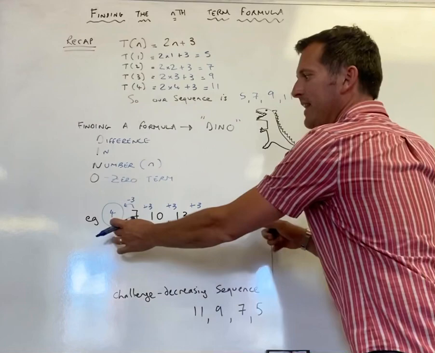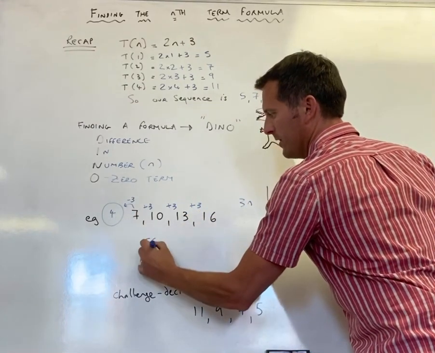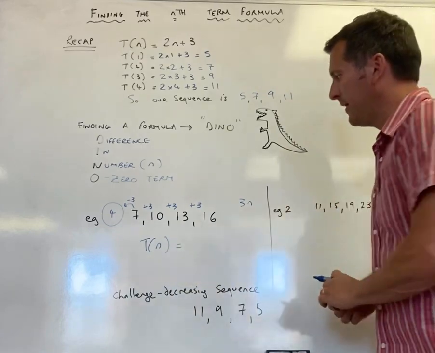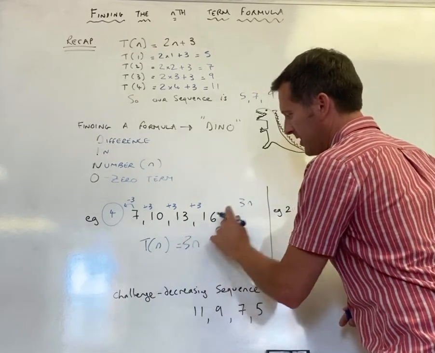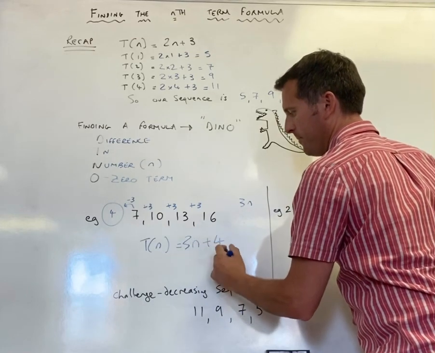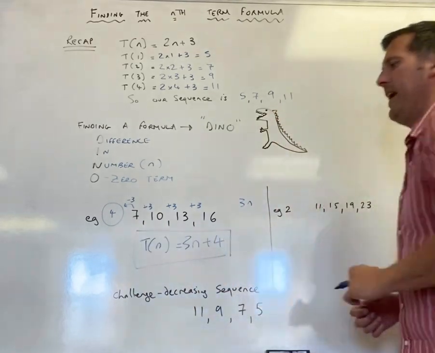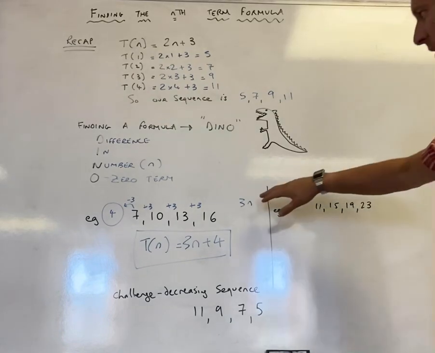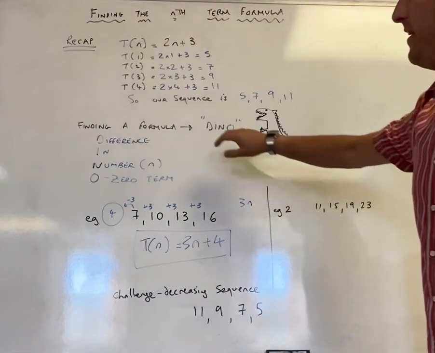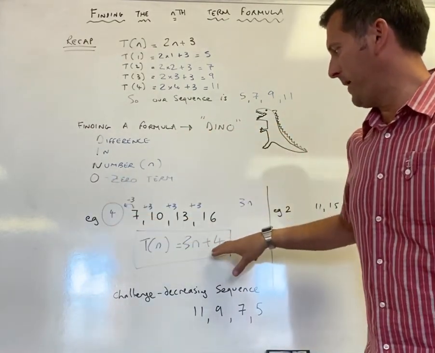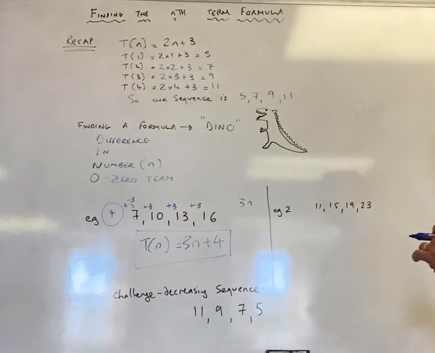And now if I bring these two things together, in that posh formula way, the term number formula is 3n, it's the step, and it's also the zero term. So it's 3n plus 4, and that is our formula. So you look for the step, and that's the multiple of n, the difference in number, and the zero term is the bit you're going to add or subtract on the end.